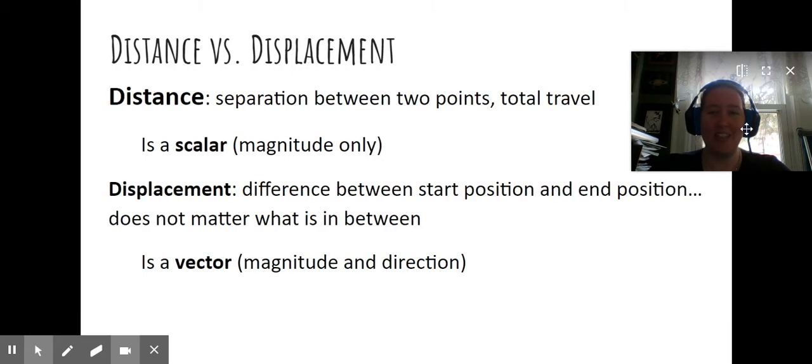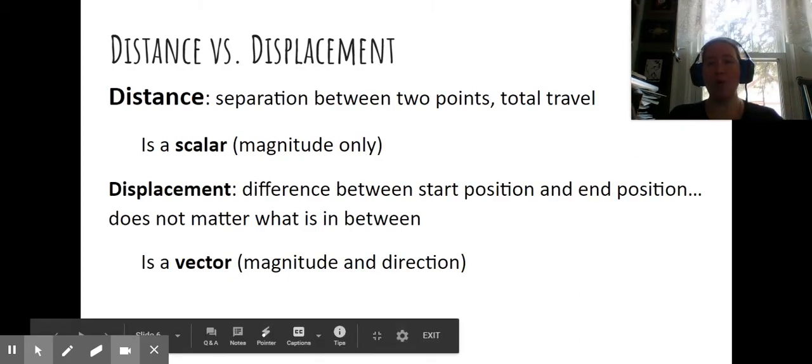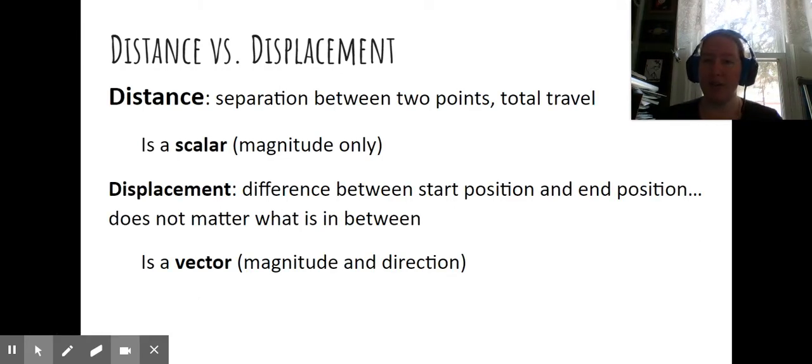All right, so distance is the separation between 2 points. So it's your total travel, okay? It's a magnitude. It's what we call a scalar. And we're going to learn more about scalars and vectors when we get into 2D kinematics. So if you're not sure what that means, that's okay. We'll talk about that later. All right, so distance would be like you travel from Chicago to New York and then down to Florida. Your distance is going to be the distance measured between Chicago and New York and between New York and Florida.